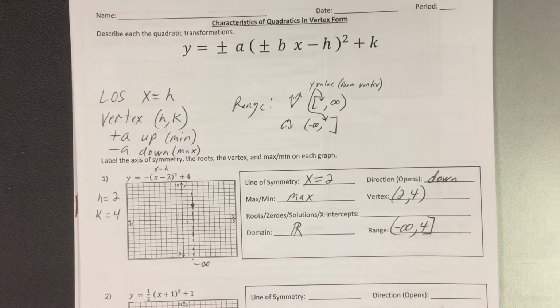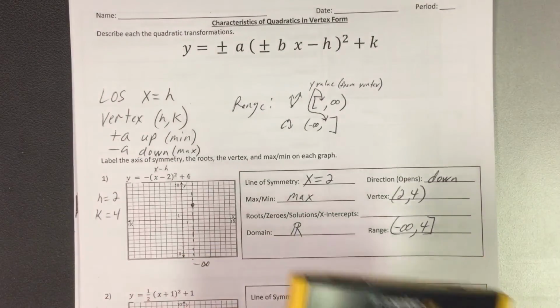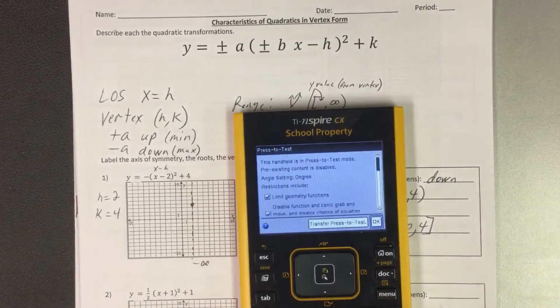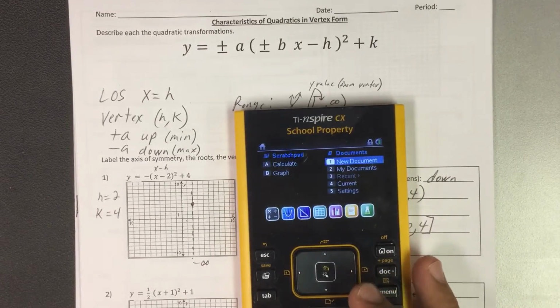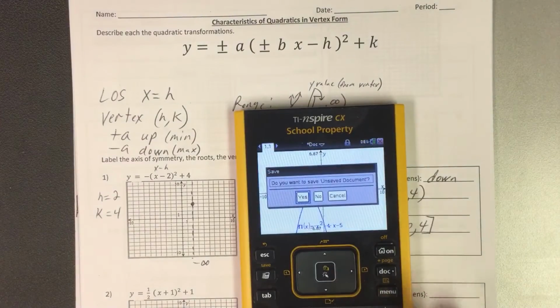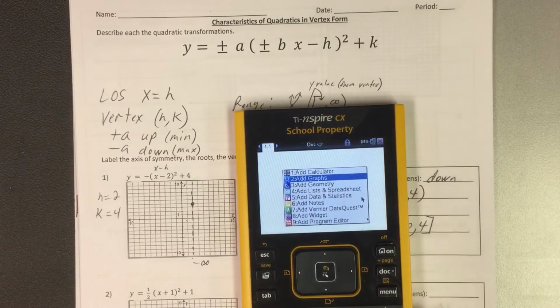Okay. Unfortunately for the zeros, until we learn how to factor, we cannot factor. We can't get the zeros without using the calculator. Well, you can, but it's a little bit harder. All right, so learn how to use the calculator, don't save, and do a graph.